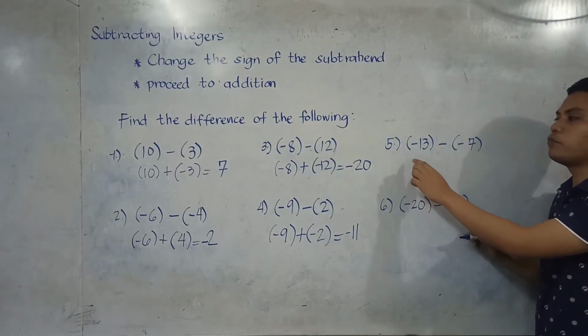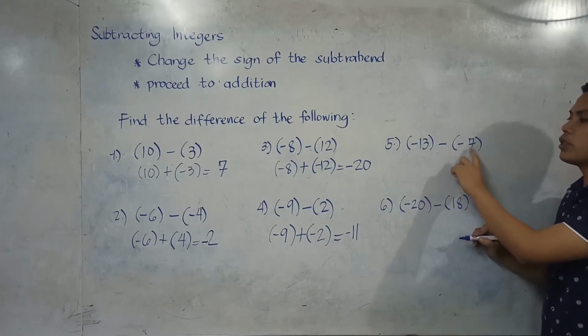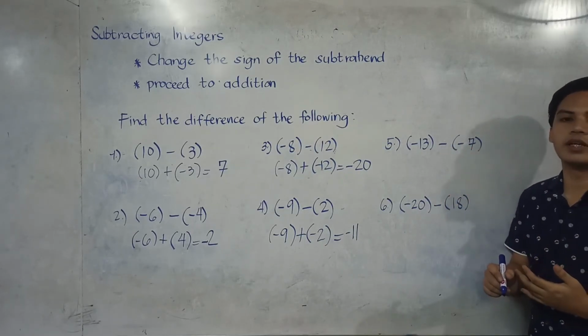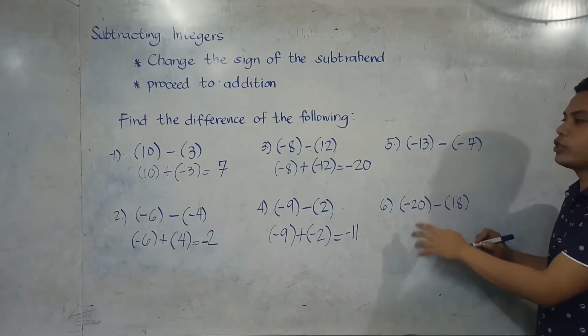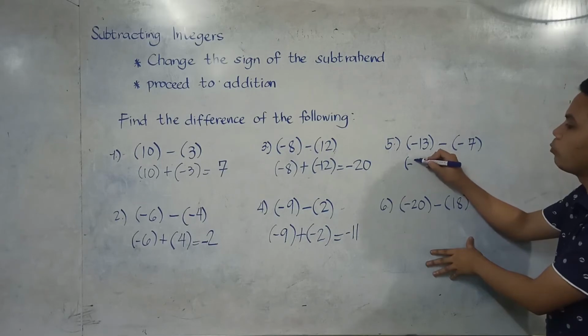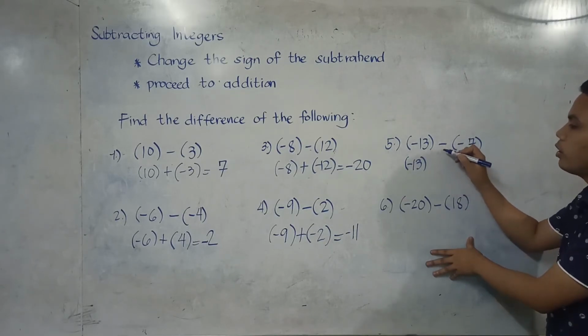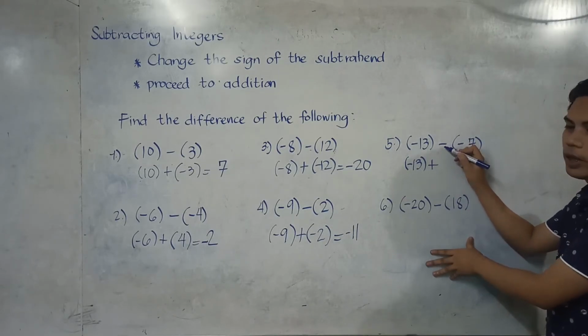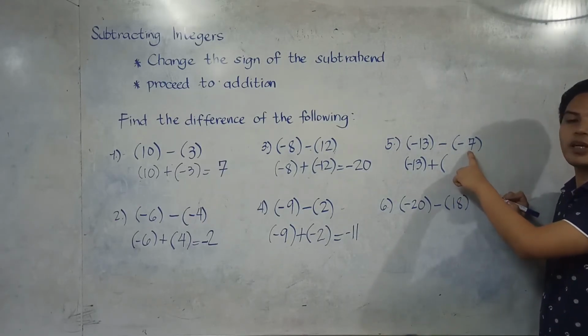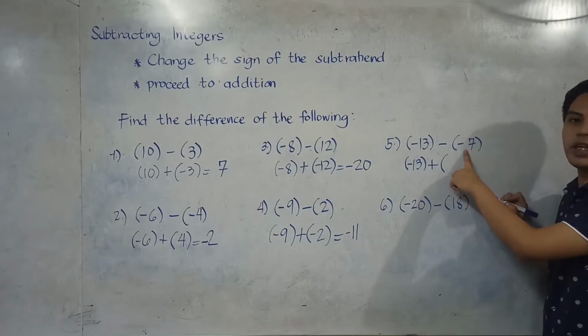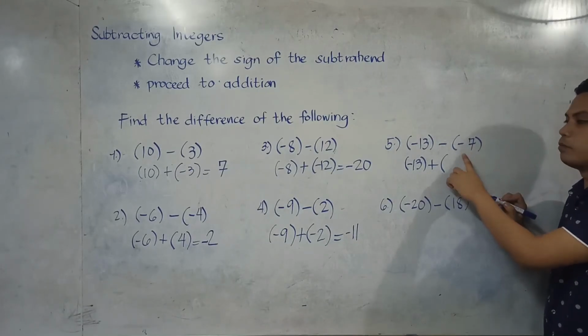Number 5, you have negative 13 minus negative 17. Okay. Change the sign of the subtrahend, then proceed to addition. So copy lang yung minuend na negative 13. Proceed to addition, kaya yung minus magiging plus sign. At change the sign of the subtrahend. So yung negative 17 ngayon magiging positive 17.